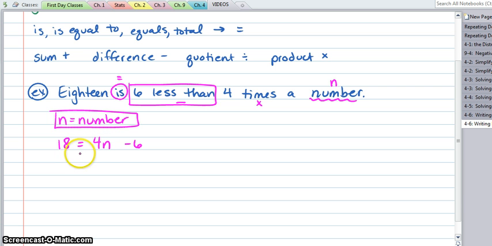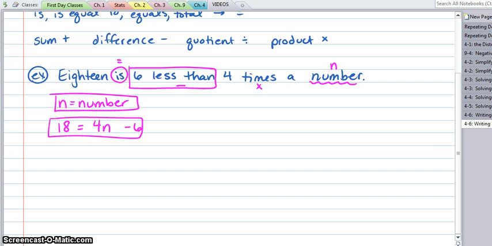So 18 is 6 less than 4 times a number. Here we have the equation. We'll practice solving these as well, but you've had that practice before. I'd like to focus tonight on writing these equations. Okay, so let's take a look at one more example. Let's say we have 6 more than twice a number is negative 20 and 4/10.